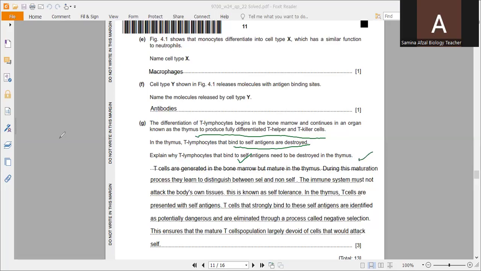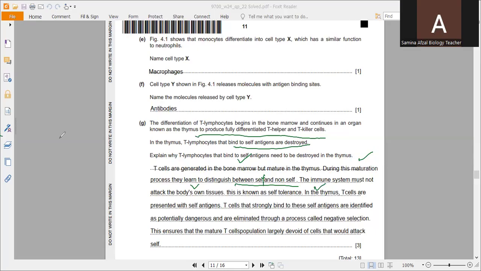During the maturation process, they learn to distinguish between self and non-self. They know which are the body's cells and which are the aliens or antigens that are not part of our body cells. They distinguish between them very well. So the immune system does not attack the body's own tissues. Our body is not attacked by our own immune system. This is known as self-tolerance in the thymus. The immune system must not attack the body's own cells.